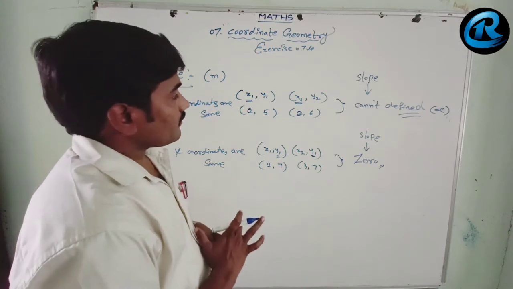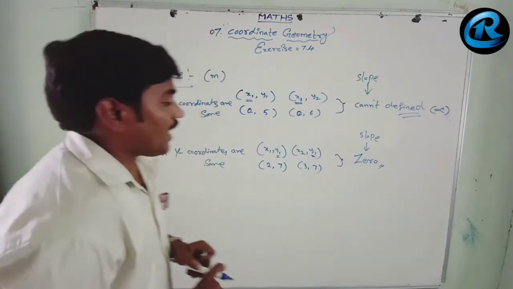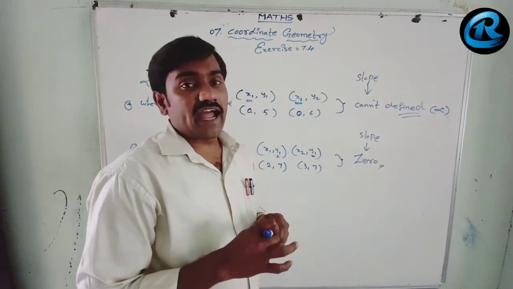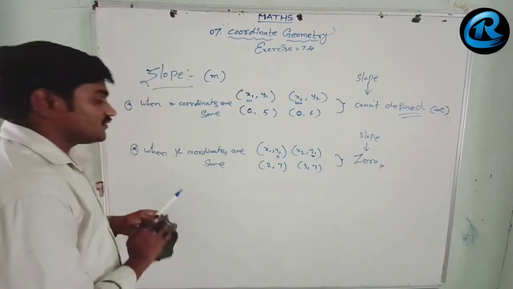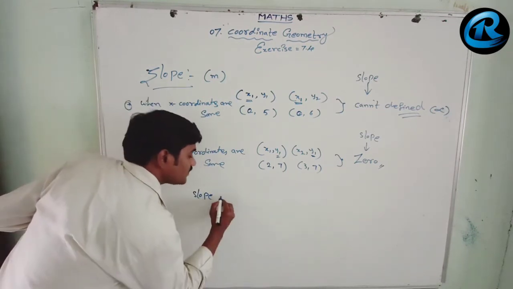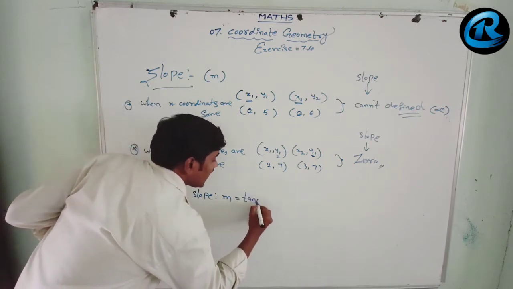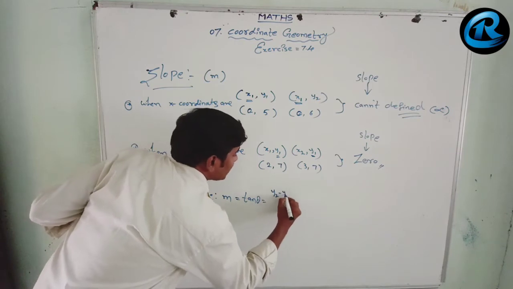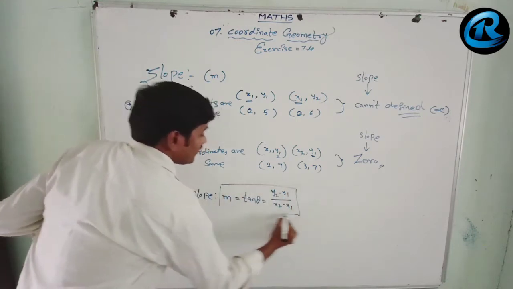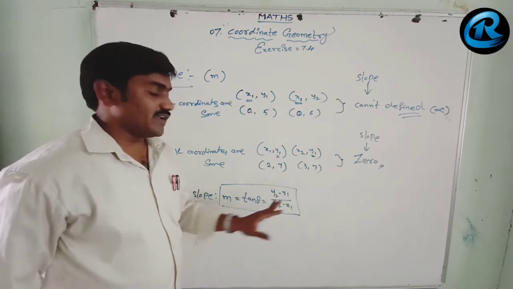And mainly regarding the slope, sometimes they may ask you to find out the angle of the slope. So first of all we should know the formula of slope. The slope formula, which is denoted by m, is m equal to tan theta equal to y2 minus y1 by x2 minus x1. This is the formula, that's it.